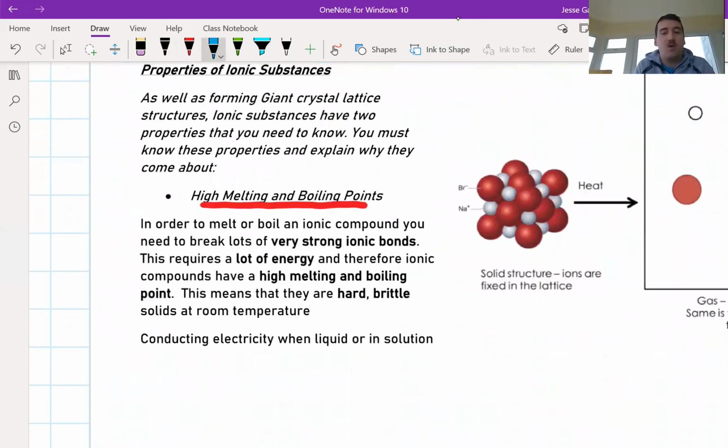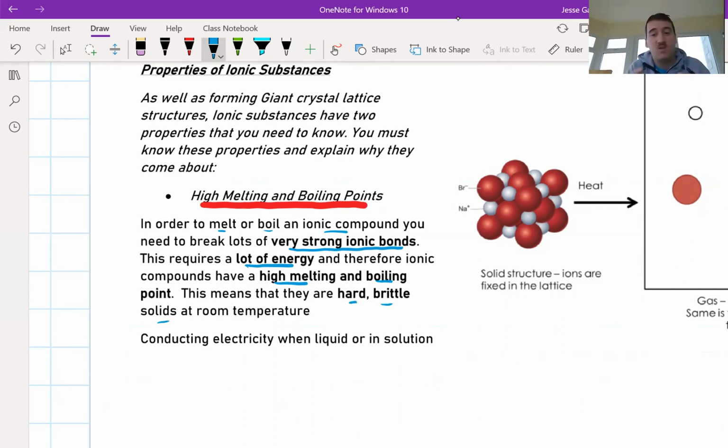In order to melt or to boil an ionic compound, you first need to break some very strong ionic bonds, so very strong electrostatic forces of attraction. This requires a lot of energy, more energy than in other substances, and therefore ionic compounds have high melting and high boiling points. This means that at room temperature, about 20 degrees, which is a relatively low temperature, these are usually hard and brittle solids.